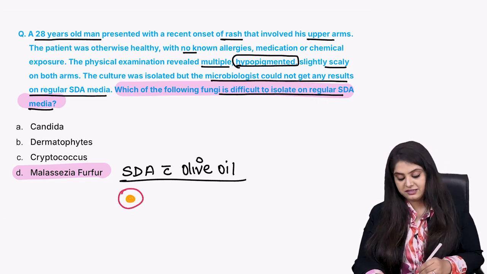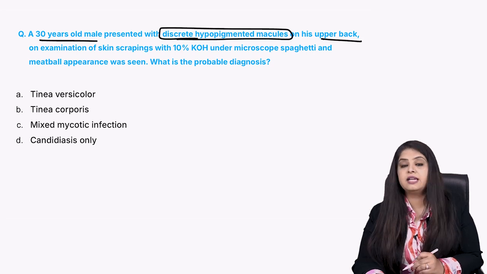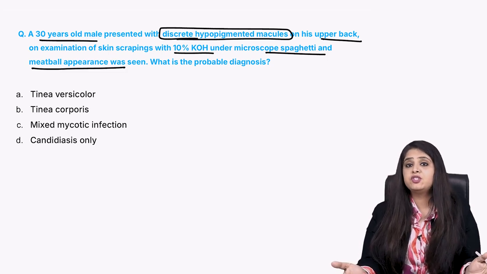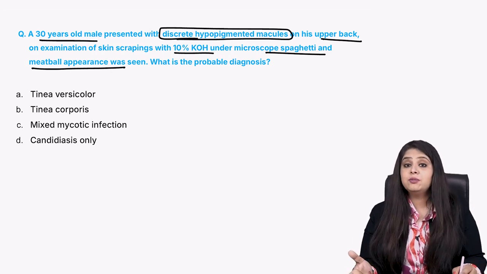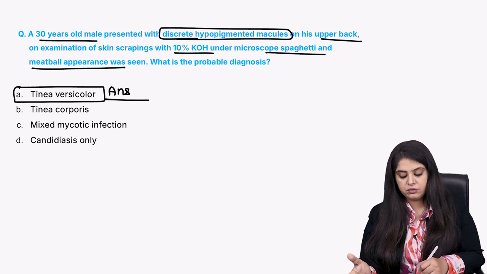and on the olive oil overlay, what it's going to show you is the fried egg colonies. Moving on to the next, you have a 30-year-old male presented with hypopigmented macules on the upper back again, and scrapings with 10% KOH show you a spaghetti and meatball appearance. This is again Malassezia furfur. The name of the disease is Tinea versicolor or pityriasis versicolor, which is the answer over here.